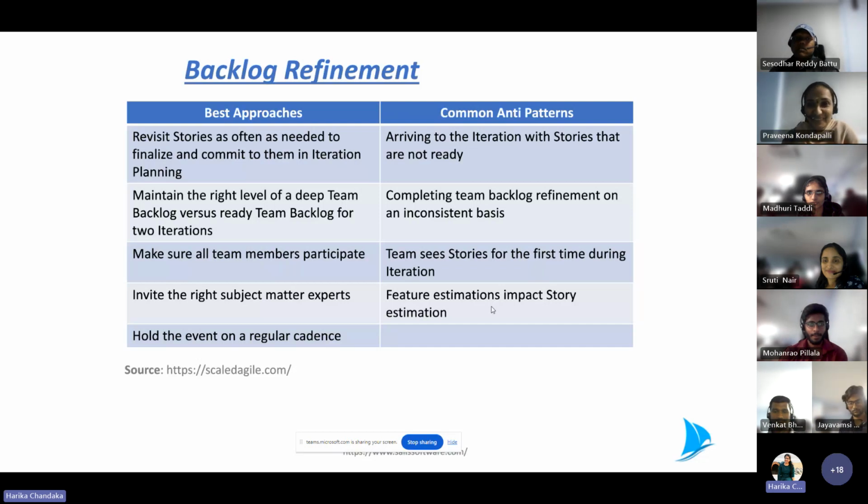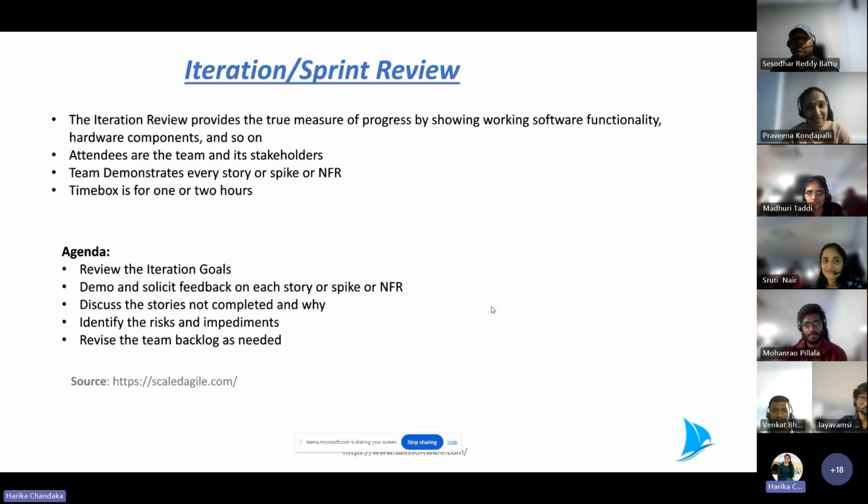Okay. Moving on to the next slide. Iteration or sprint review is about showing the progress made in each sprint. The team will demonstrate all the stories they worked on. It is a working functionality demonstration. Attendees would be the entire team and the stakeholders. We call it sprint demos. So every sprint, the team will be demoing something that they have worked on.